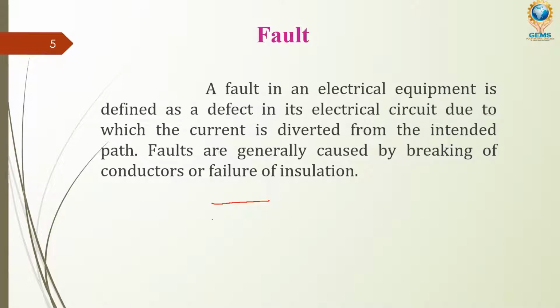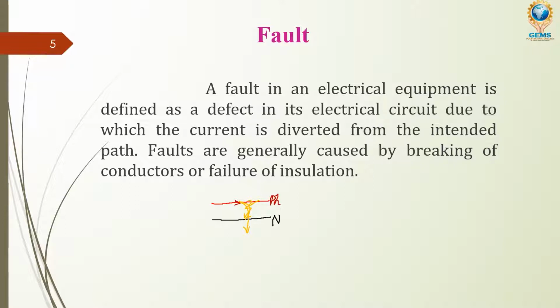So this is my circuit. Here I designed the current to flow in this. This is the phase and neutral. Due to some fault, if the current is diverted from this line and flows through neutral, or the line falls down on the ground, you can say there is a fault in the system.